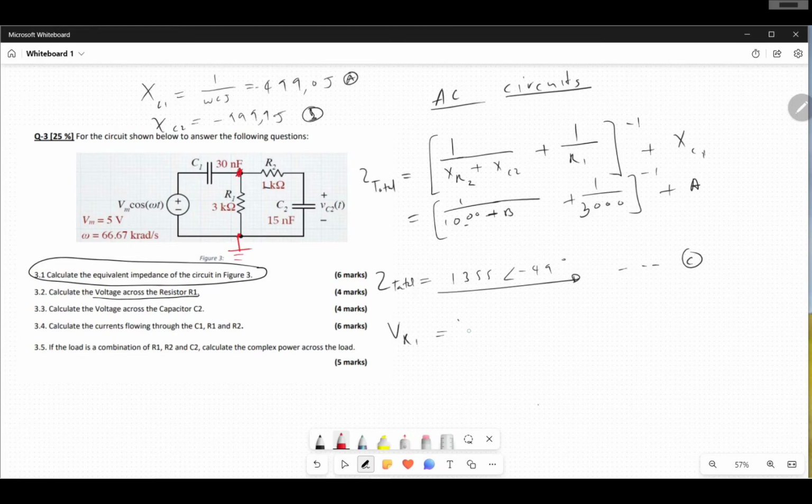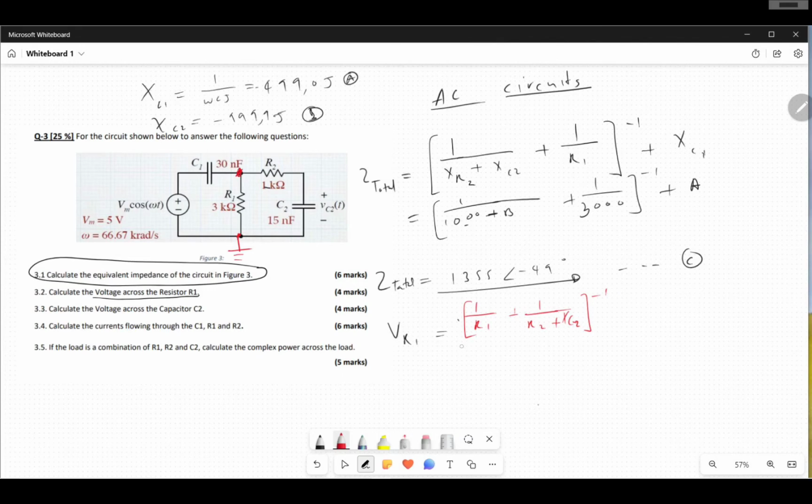So what is the impedance on the branch? The impedance on the branch will be 1 all over R1 plus 1 all over R2 plus the impedance of C2.